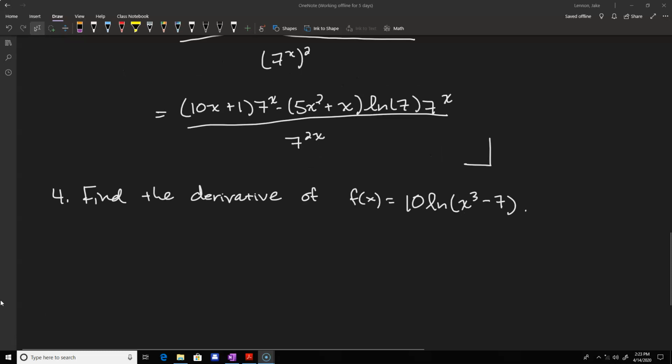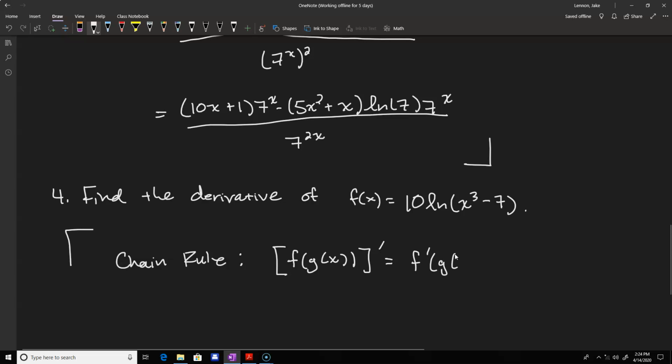So number 4 is another derivative problem where we have the chain rule. So what does the chain rule say? The chain rule deals with taking the derivative of composed functions. So basically, this rule says if you want to find the derivative of f of g of x, what does that look like? The derivative of f of g of x is f prime of g of x times g prime of x.